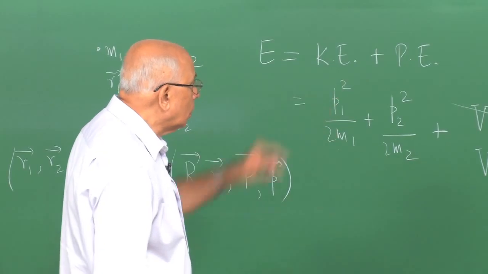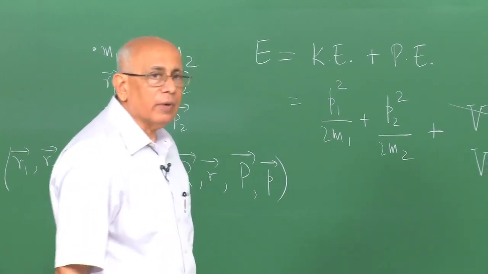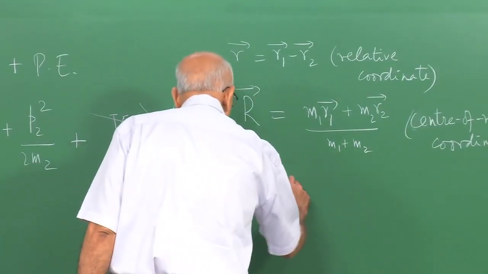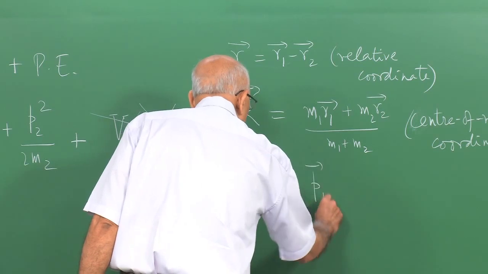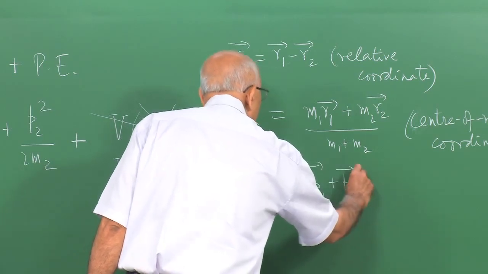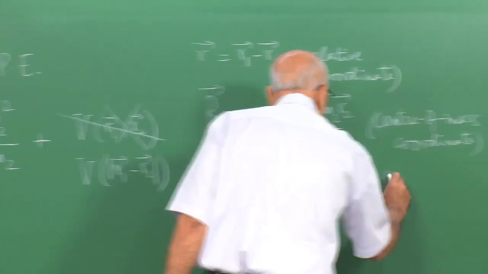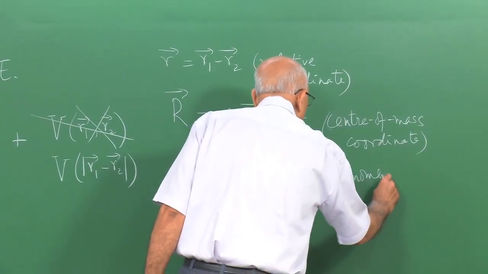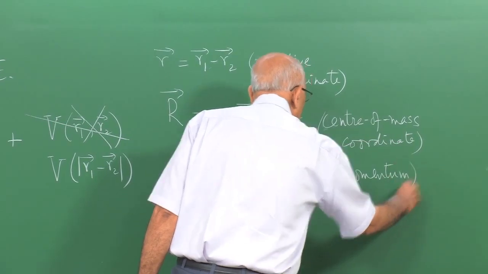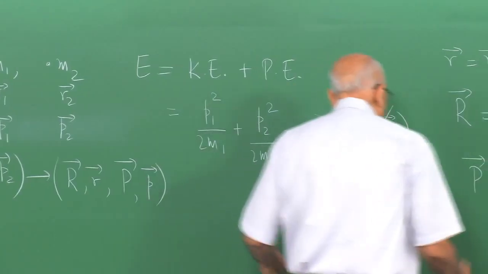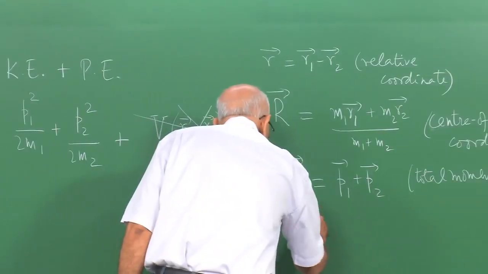Corresponding to those two coordinate vectors, there are two momentum vectors, and in this case it turns out, and I will justify why this should be so, the total momentum p1 plus p2, this is the total linear momentum vector, and little p is the relative momentum little p.